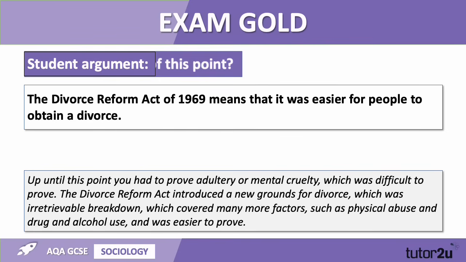So on the screen we have written, up until this point you had to prove adultery or mental cruelty, which was difficult to prove. The Divorce Reform Act introduced a new ground for divorce, which was irretrievable breakdown, and covered many more factors such as physical abuse, drug and alcohol use, and was much easier to prove.